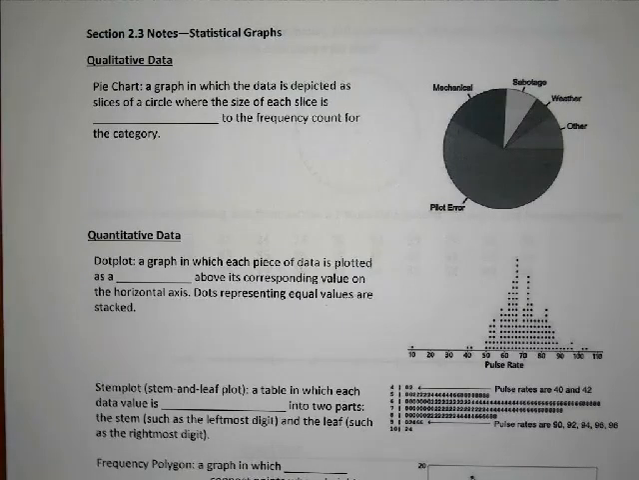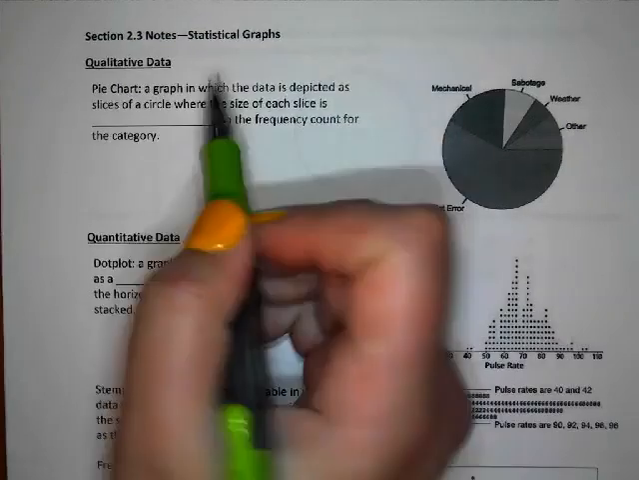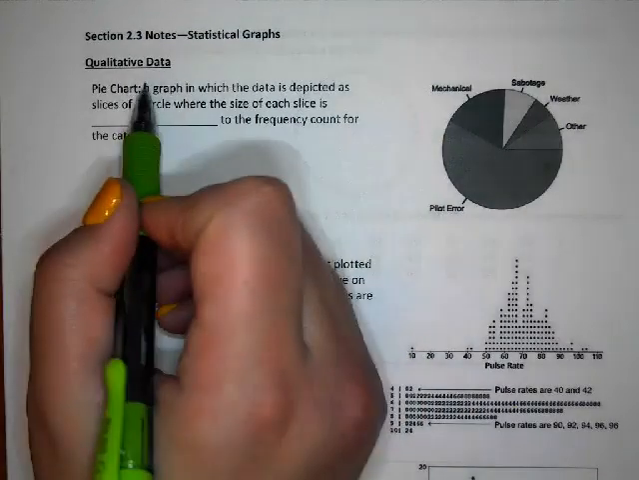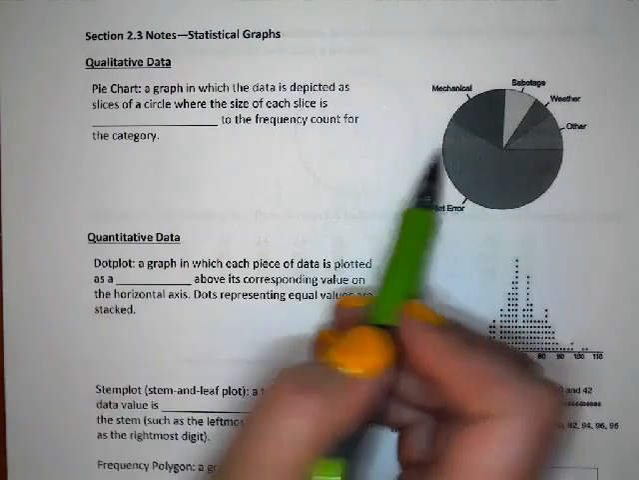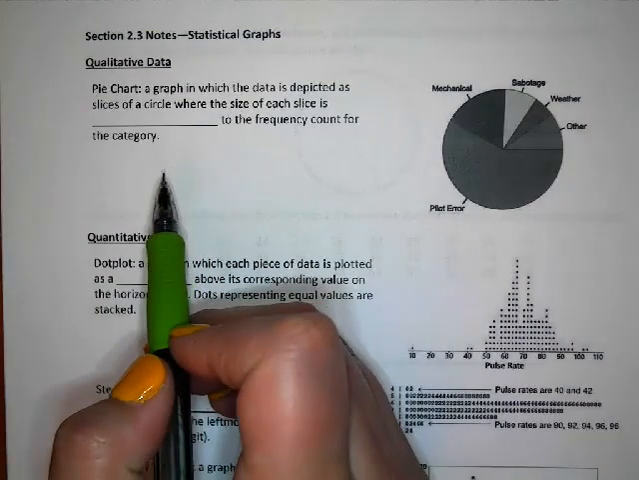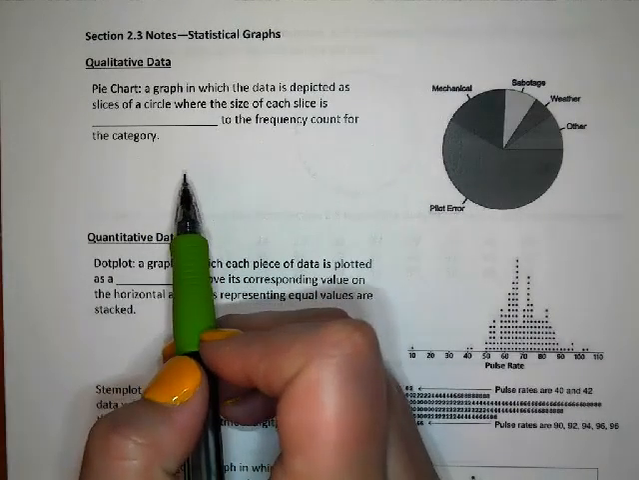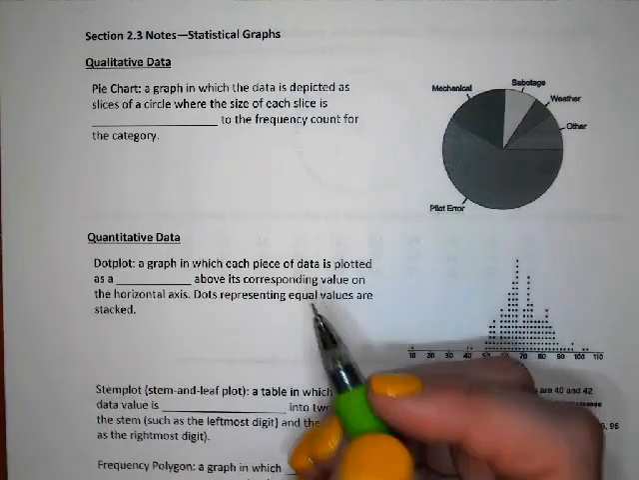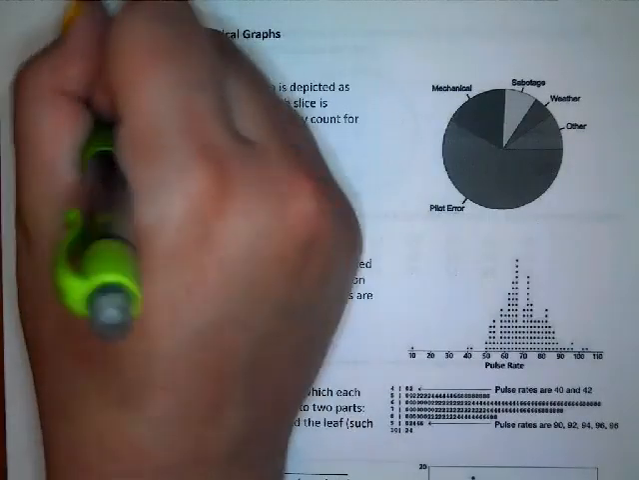This video is on section 2.3, Statistical Graphs. So we're just going to look through some other ways that data can be represented. First, we're looking at qualitative data that's categorical. You can represent it in a pie chart, which is a graph in which the data is depicted as slices of a circle, where the size of each slice is proportional to the frequency count for the category.